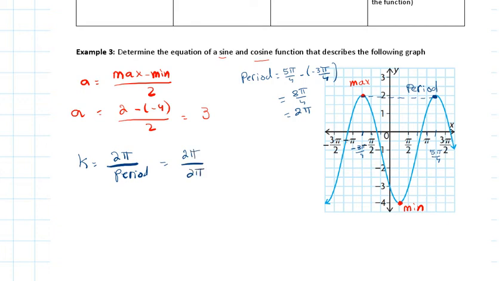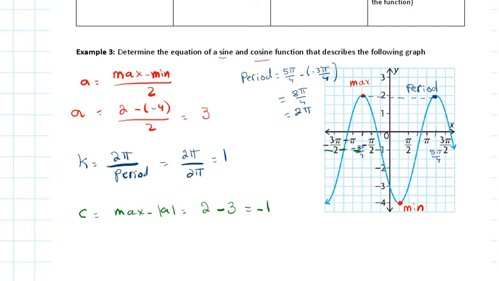All right, to find c, c is equal to max minus the amplitude, or minus a. In this case, it's going to be the max, which is 2, minus 3, and that's going to be negative 1. So this is telling me that the c value, or my axis, is right here at negative 1.